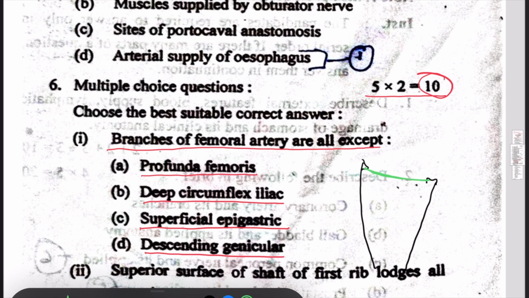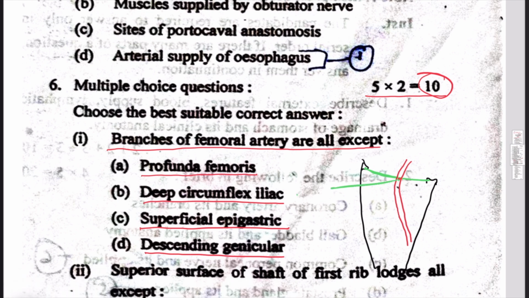At this mid-inguinal point, the external iliac artery continues down as the femoral artery, below this point called the mid-inguinal point. This point is the mid-inguinal point.